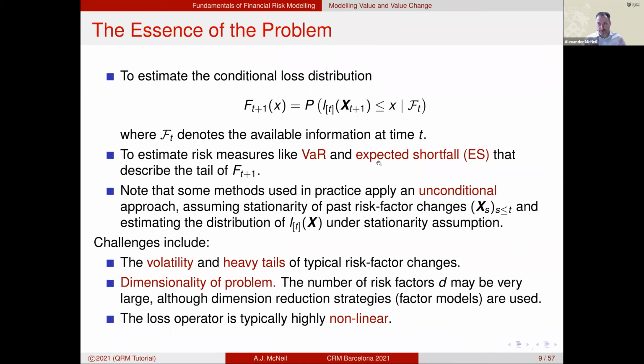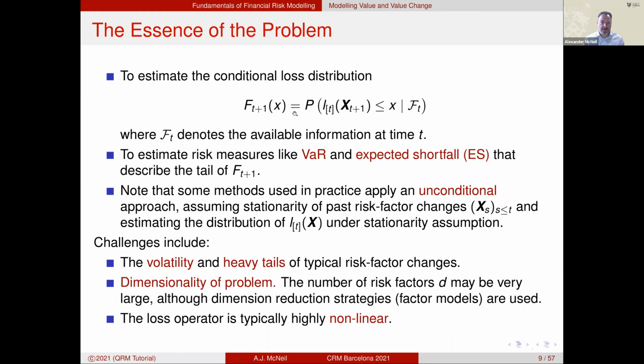I'll say a little bit more about their different roles very shortly, but they describe the tail of the conditional loss distribution. VaR is actually a quantile, and expected shortfall is a kind of expected tail loss. In fact, it does have other names. Other people might know it as tail conditional expectation, or some people call it CVaR, conditional VaR, but I will call it expected shortfall, and I'll define it very shortly.